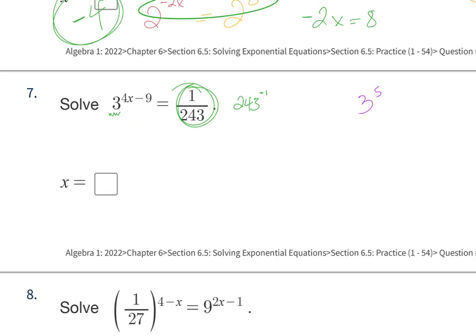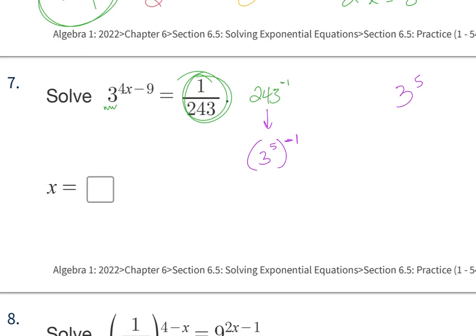So here's what we have. This is 3 to the 5th to the negative 1 power. How come? Well, because this is 243 to the negative 1 power. So basically I said, hey, listen, I'm going to rewrite 243. So notice I slapped parentheses, and then negative 1 is outside of there.